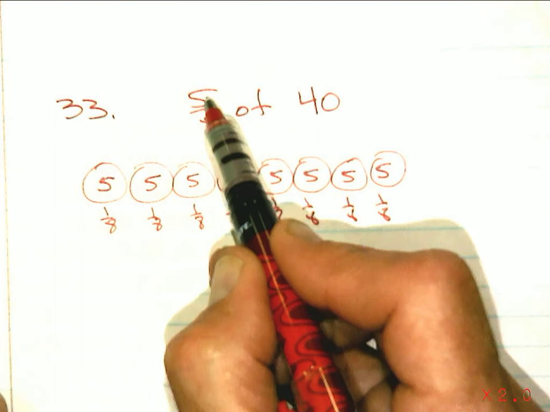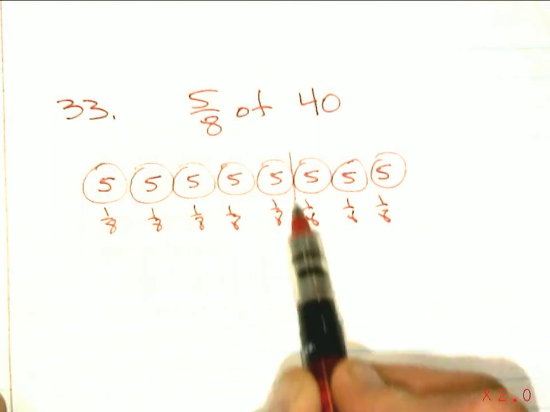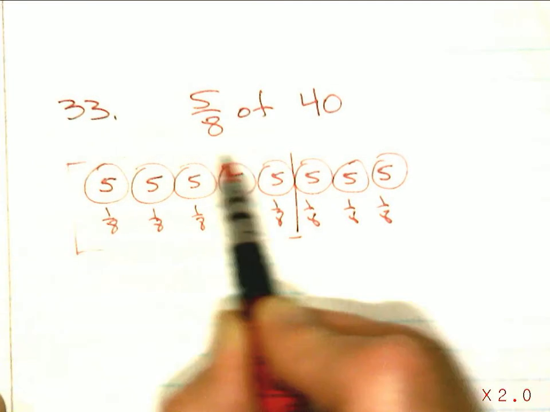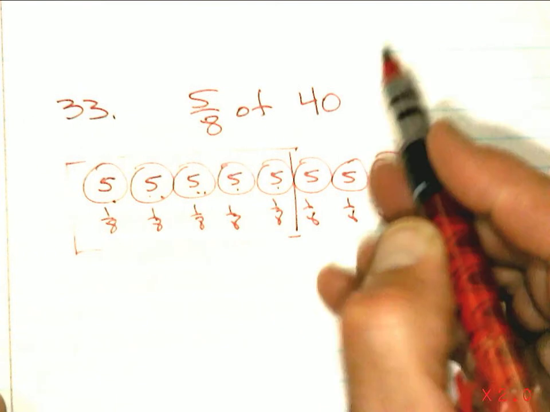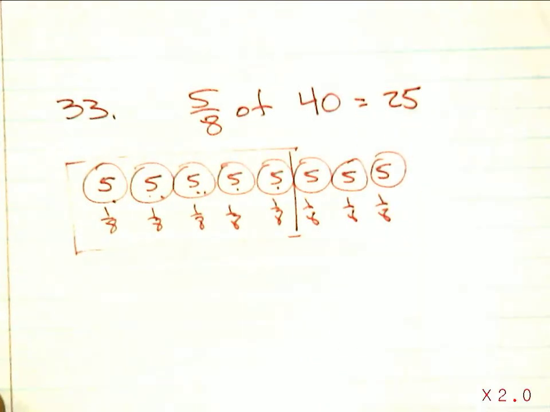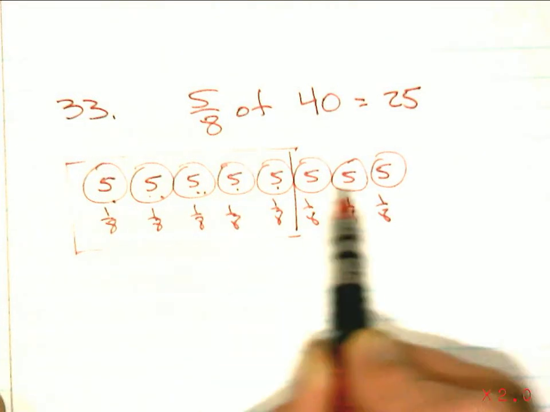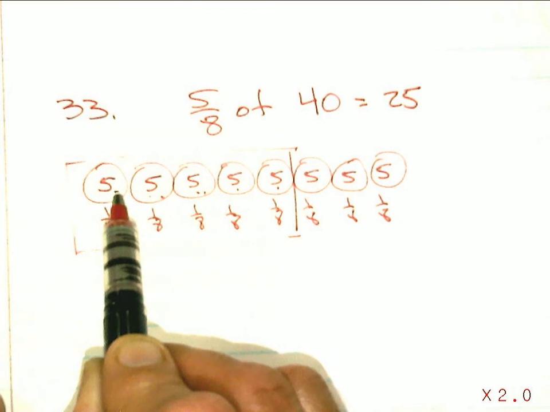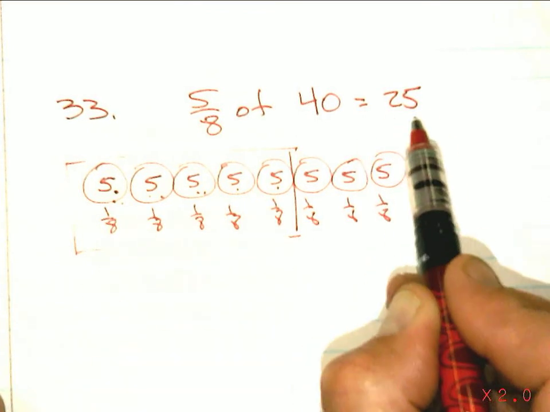And the question is, what's 5/8 of it? Well, here's 1, 2, 3, 4, 5 of them. Each one of them is worth 5: 5, 10, 15, 20, 25. So the answer is 25. It's actually that simple. If I take 40 divided into 8 pieces, each piece is worth 5. If I take 5 of them, 5 times 5 is 25.